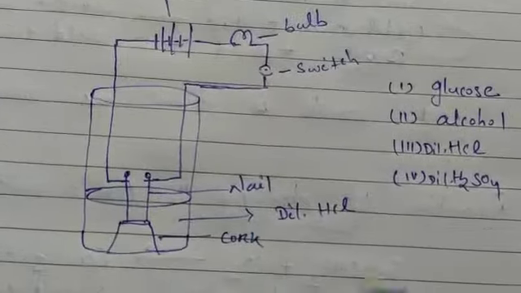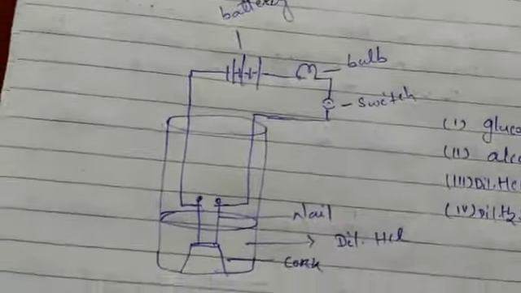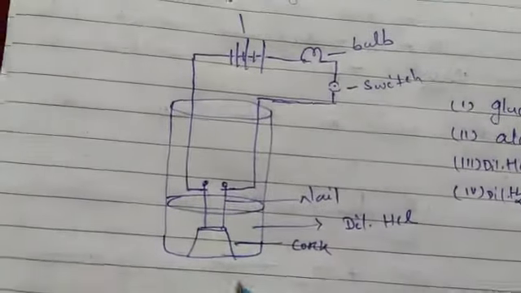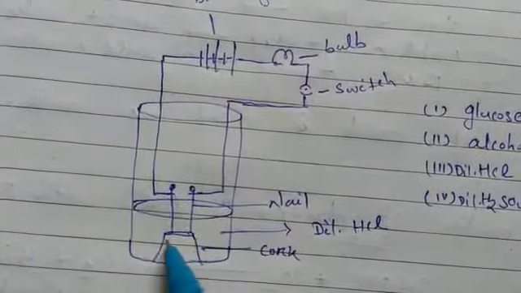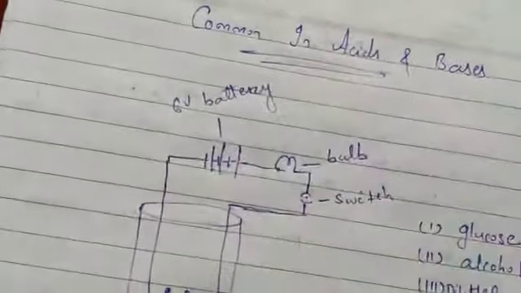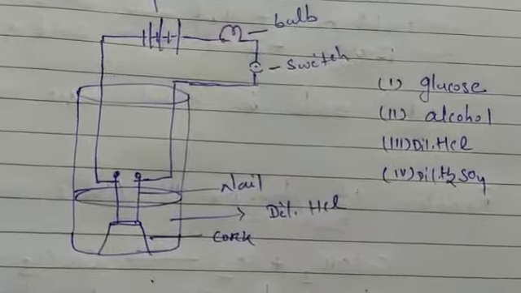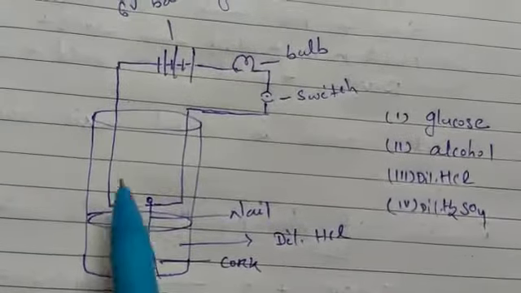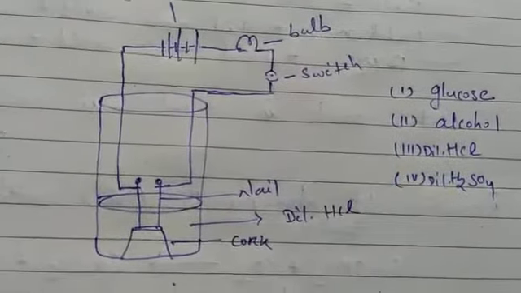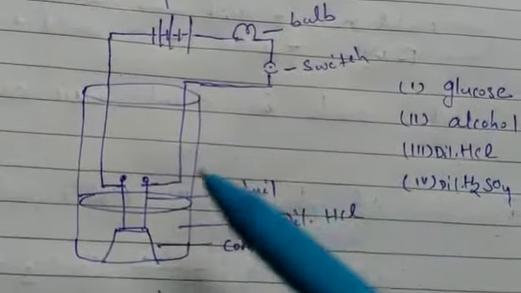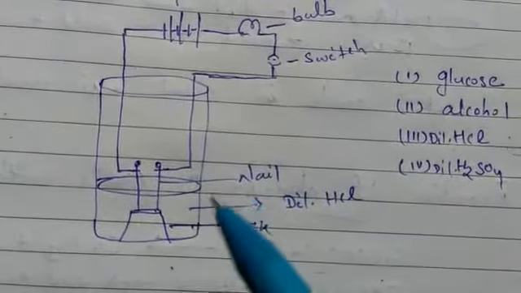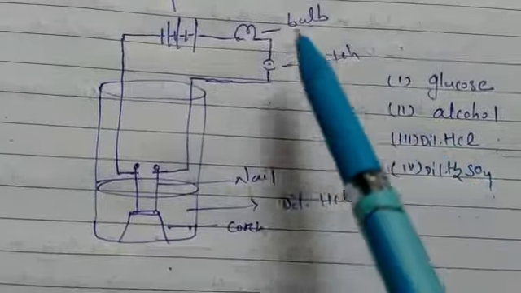We will take a beaker, and in the beaker we will take a cork. We will fix two nails on the cork. To the two terminals of the nails, we will connect a 6-volt battery with a bulb and switch. Then slowly we will pour dilute HCl in the beaker and we will see whether the current is passing or not, whether the bulb is glowing or not.